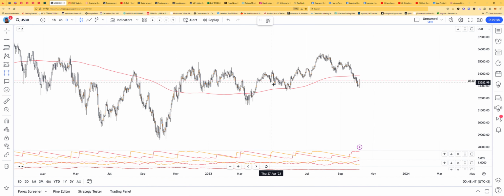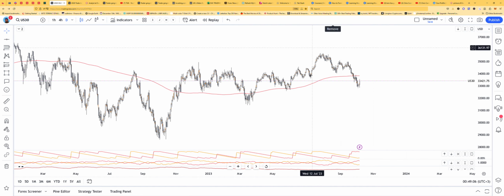The reason I keep talking about the 200 moving average is because the 200 moving average is a strong indication for a reversal. Each time we get to the 200 moving average, something always happens. So that is the reason why.